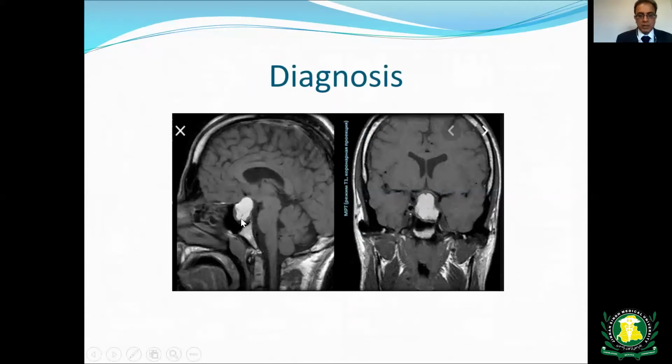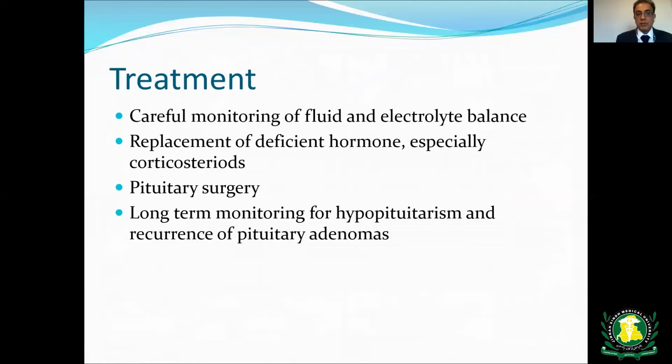So this is the other view, which shows again the pituitary apoplexy, basically blood within the pituitary gland. Treatment: careful monitoring of fluid and electrolyte balance. Once it affects the pituitary gland, it will affect all the hormones I discussed, from growth hormone to ACTH to cortisol, thyroid. Most important is the corticosteroid hormone, followed by thyroid hormone, but without steroid you can't survive. So replace the deficient hormones, especially corticosteroid.